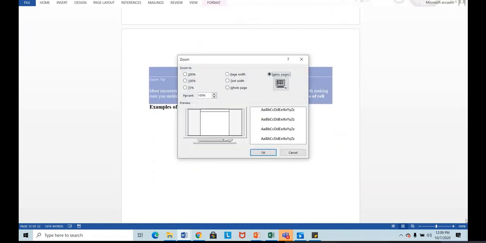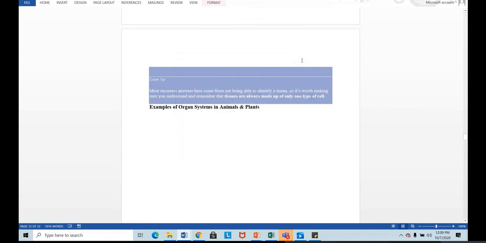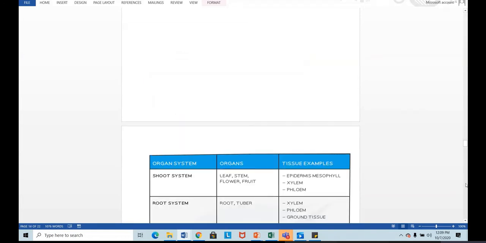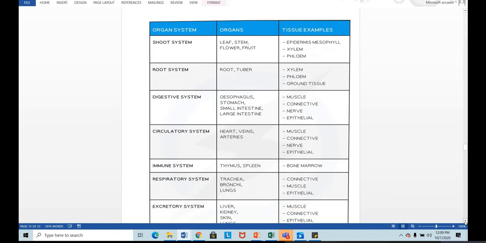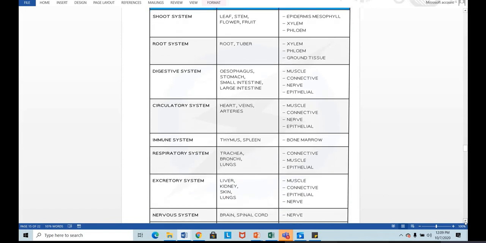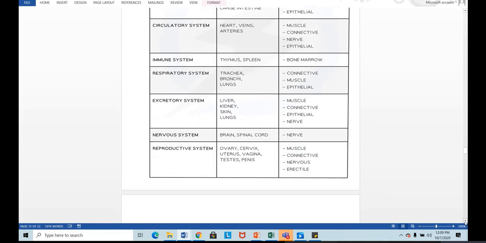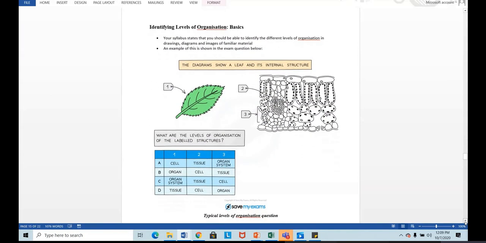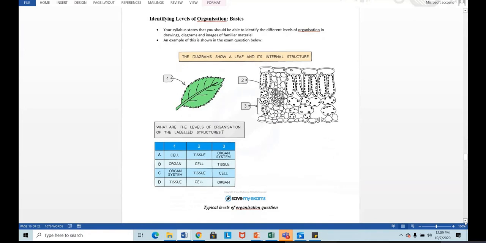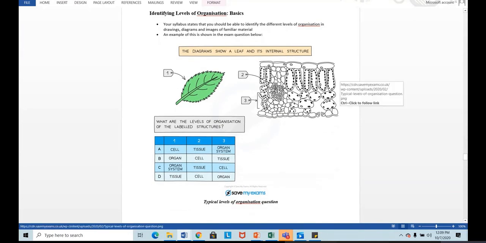You also have exam tips, so you may go through them. Here you see the various organ systems, with a clear explanation of the shoot system, root system, digestive, circulatory, immune, respiratory, excretory, nervous and reproductive systems, everything in detail. And identifying levels of organization: you can see this is the plant. This is how the leaf looks, and this is the cell inside the leaf. What are the levels of organization of the labeled structures? So you even have various questions here.